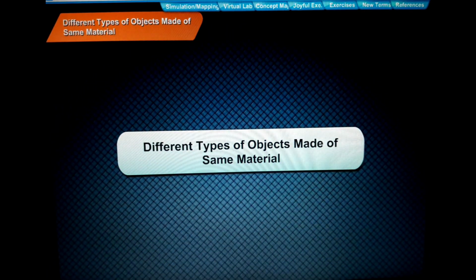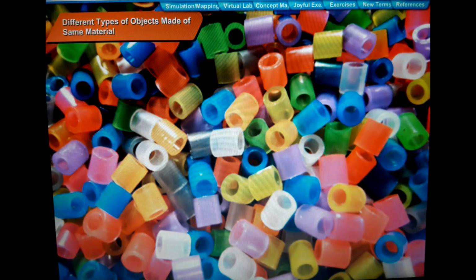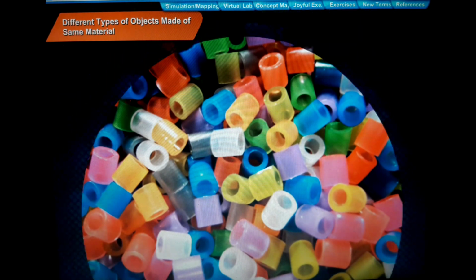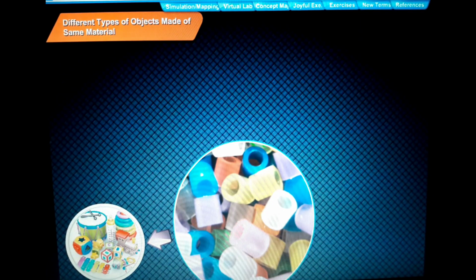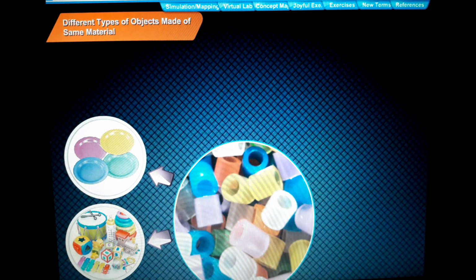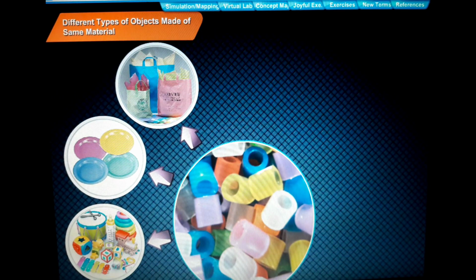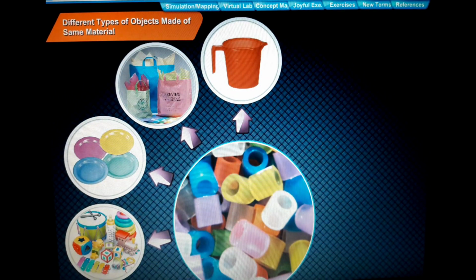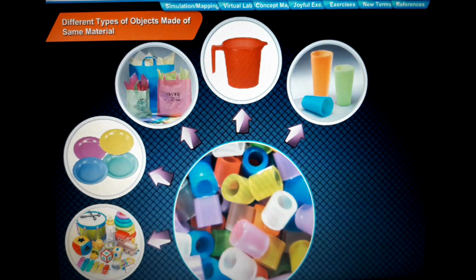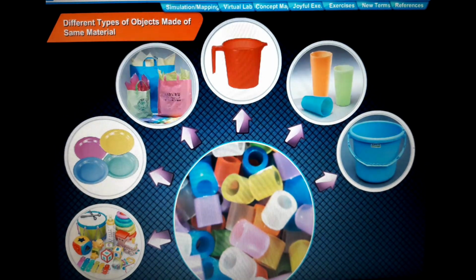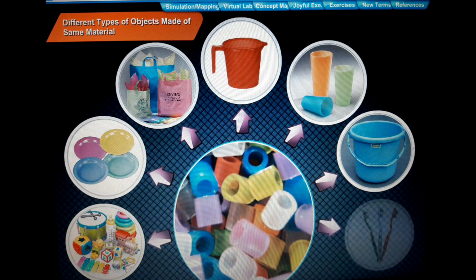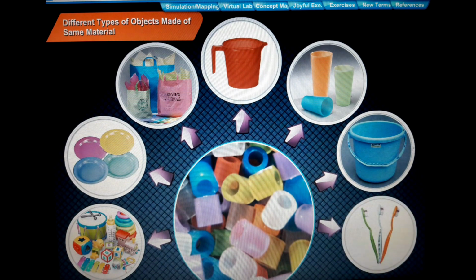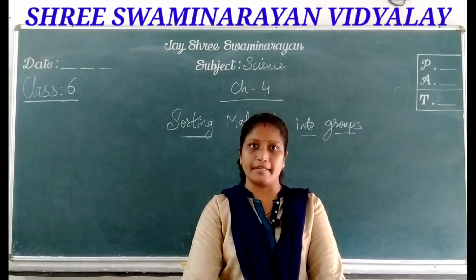Different types of objects made of same material. Plastic is a material. It can be used to make different kinds of objects. For example, it can be used to make objects like toys, utensils, bags, mugs, tumblers, buckets, and toothbrushes. The next topic is materials.